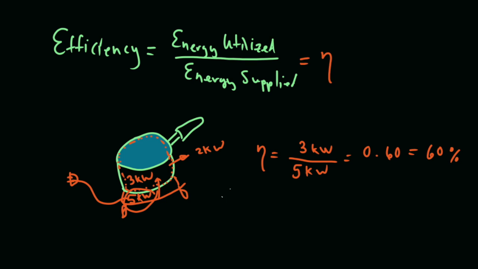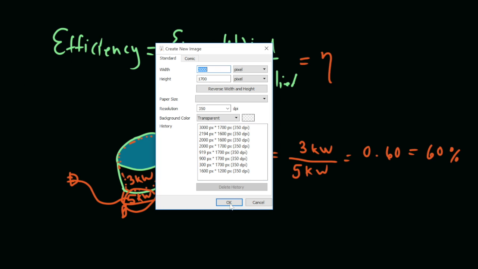So based on this scenario here, we are seeing 60% efficiency of heating up the water. And that's how we pretty much deal with efficiencies. There are other ways of dealing with it. Going to hit start a new page.